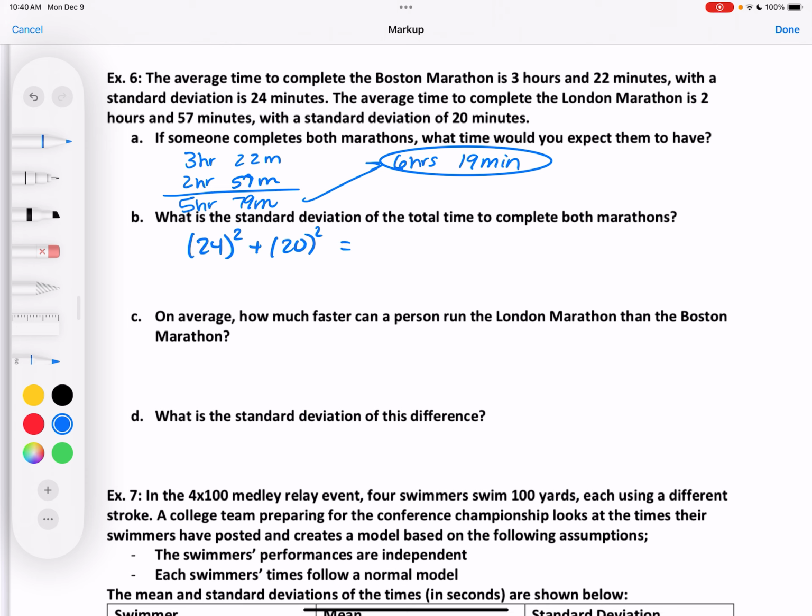What is that? I know that one's 400. I don't know what the other one is. 24 squared, 576. Beautiful. Thank you. So 976 total. So we're going to take the square root of 976. You know that one, Josh? Nope. Which is, oh, what? That's half of it. 31.24 minutes.